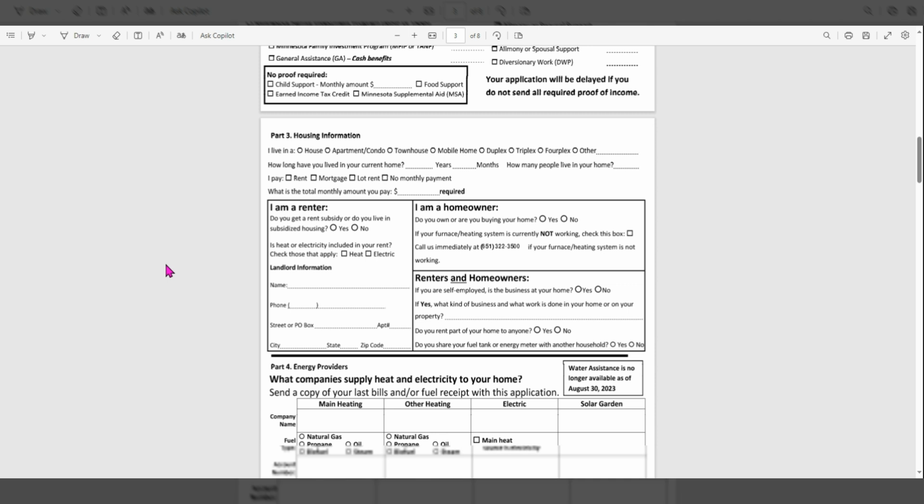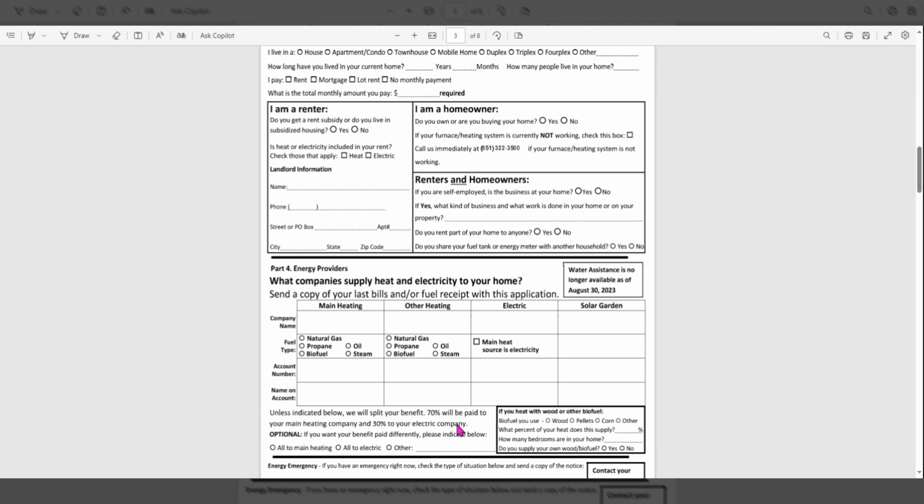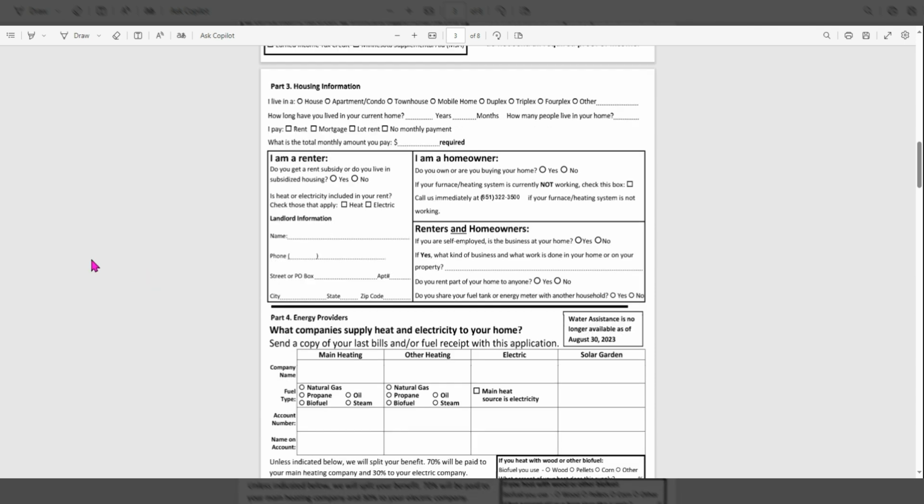If we move on to the third page, that's where we have housing information and energy providers. I would say this page is super, super important because this is how we actually pay your accounts or pay your utility bills. So up at the top, you're going to put what type of dwelling you live in, whether that's a house, an apartment, a townhouse, a mobile home, a duplex, a triplex, a fourplex, or other. If what sort of dwelling you live in wasn't encompassed here, that's perfectly fine. Then just check this box.